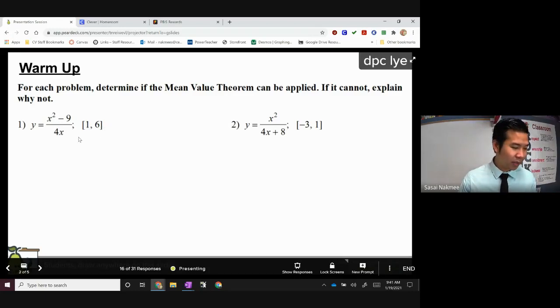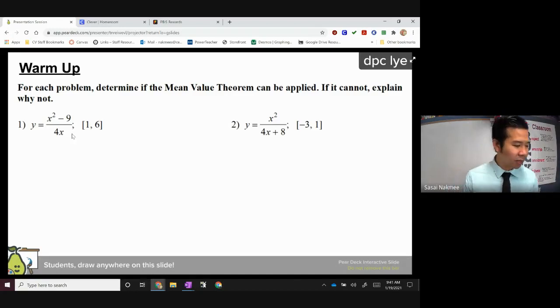Since the interval is from 1 to 6, 0 is the only place I'll have an issue with. Everywhere else I can plug in 1 and I'll get a value, right? 1 squared minus 9 is going to give me negative 8 over 4, which is a value. If you plug in 6, you'll get 36 minus 9 over 4 times 6, which is just a fraction. And that's another value. So this is continuous, right? This problem is continuous on the interval. So that's a check for the first part.